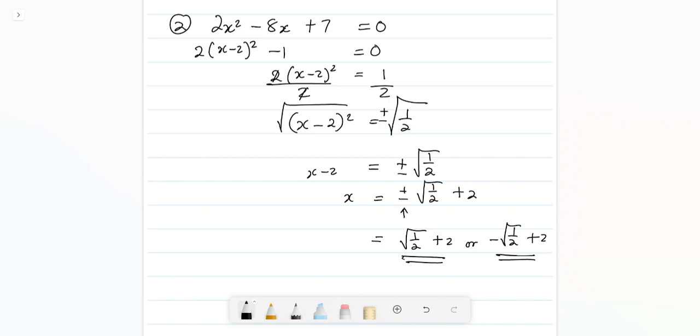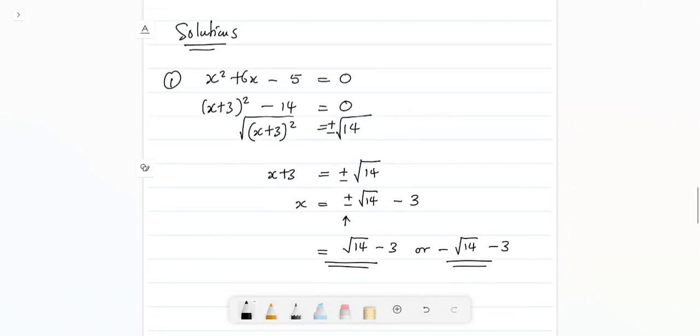You just need to complete the square on the left hand side. If you had not watched my previous video, please go and check where I was explaining how you can complete a square. Otherwise, this is how we solve a quadratic equation by completing a square.